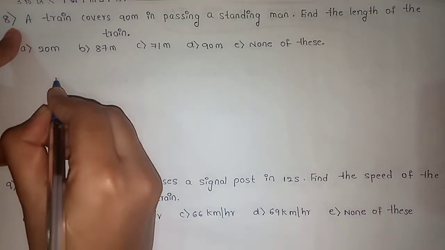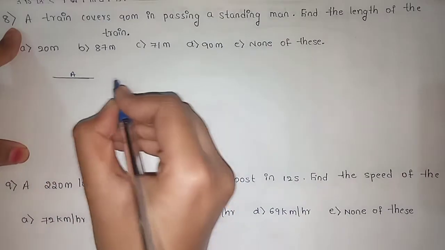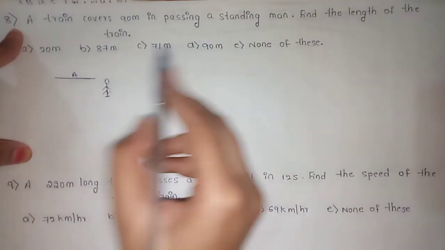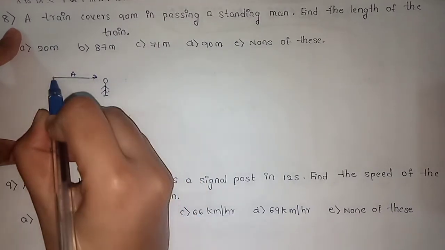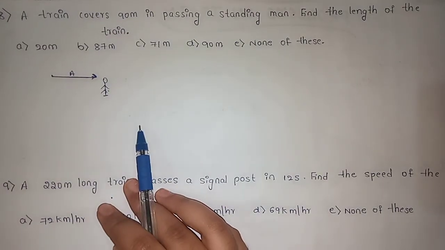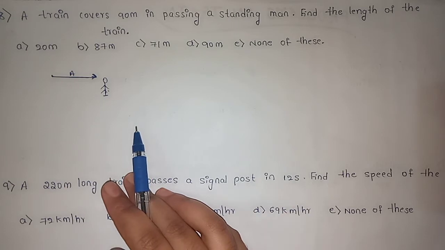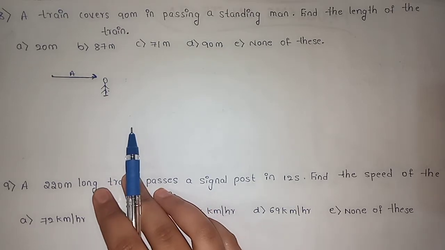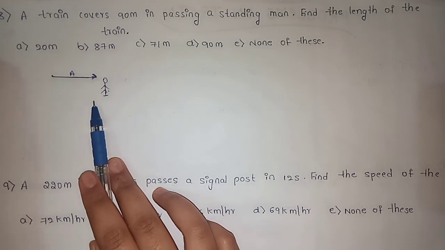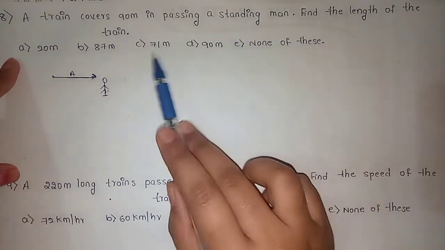Think this is a train A that passes a standing man. Yesterday I told you that when a train passes a standing man or a signal post or any other object, then the object's length is negligible compared to the train. Then the distance covered by the train is equal to the length of that train. Then here's the question to find the length of the train.